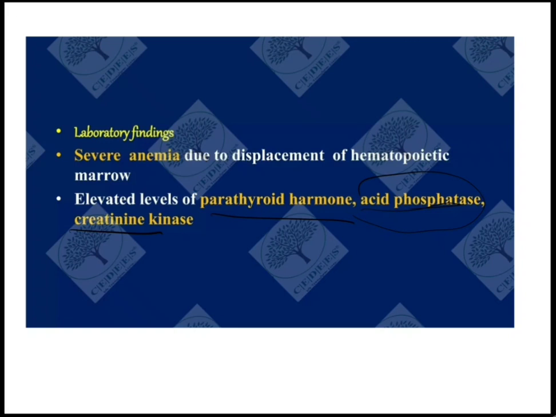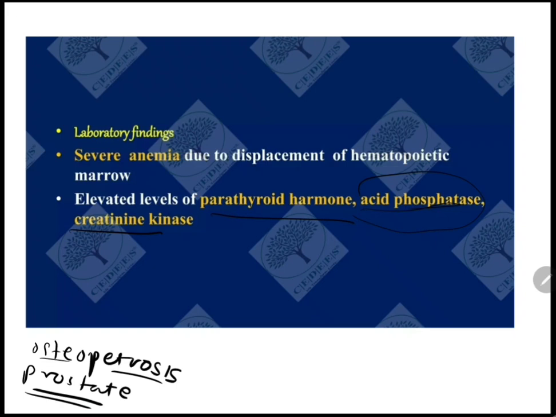If an MCQ is asked regarding in which condition acid phosphatase will increase, osteopetrosis is one important condition. And another important thing is any kind of prostate infection or any condition involving the prostate, such as prostate cancer or benign hypertrophy of prostate; all of these will also have increased acid phosphatase, because it is present in very large numbers in the prostate. So it's a very useful marker for prostatic cancer. So remember these two conditions.